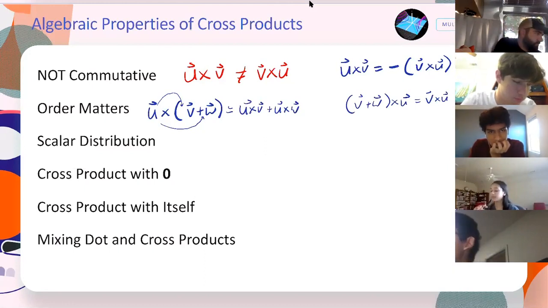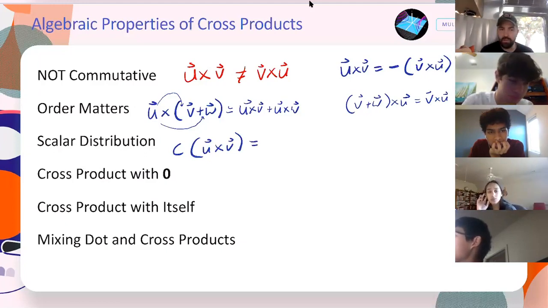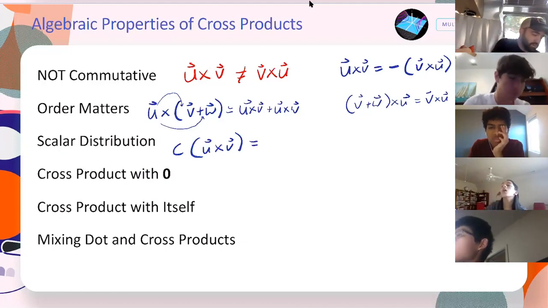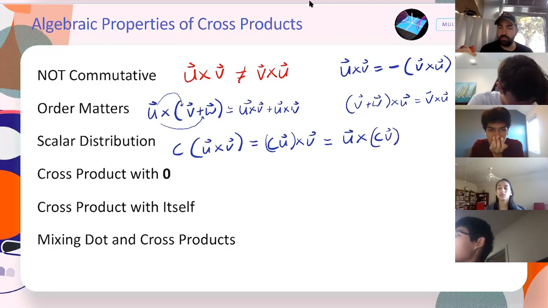Scalar, kind of like the dot product, just make sure since you're multiplying, we want to either multiply U or V times C. You don't want to multiply both. So you could either think of this as CU crossed with V or U crossed with CV, but you don't want to distribute the C onto both.